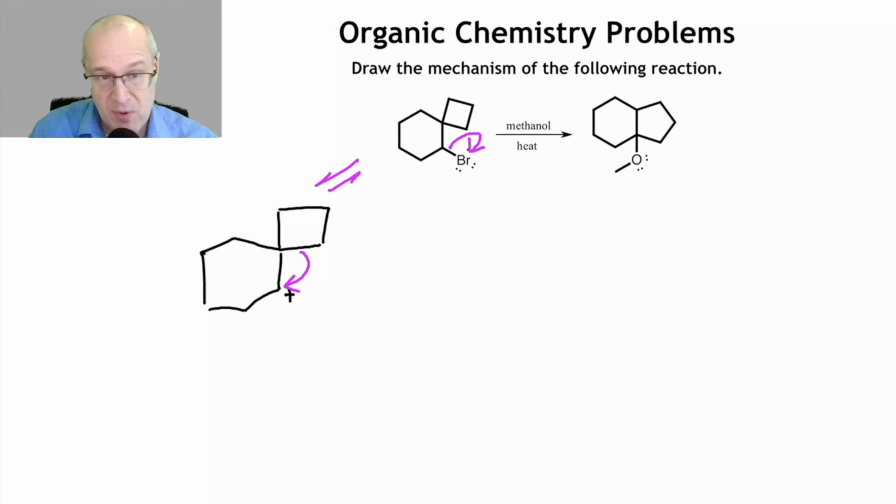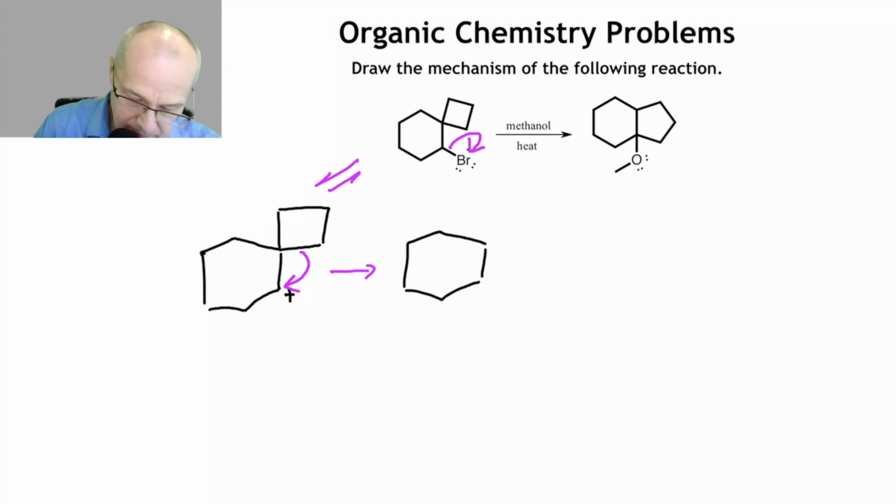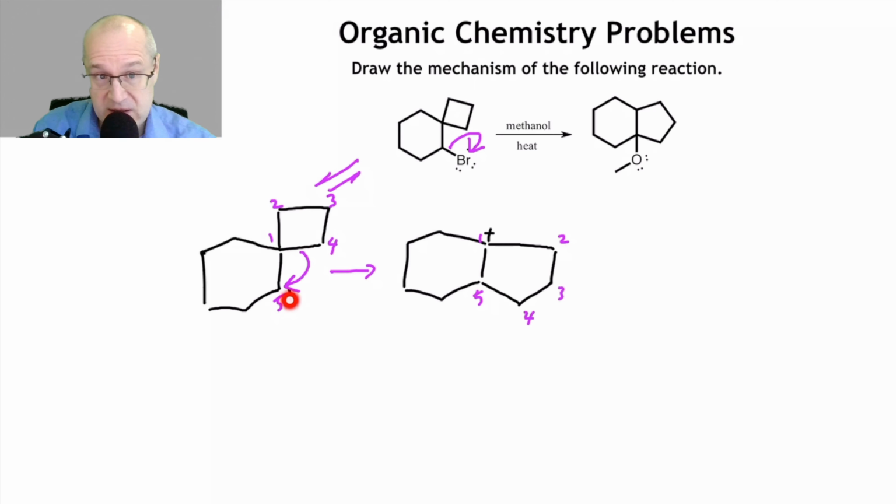Also, we're throwing out some ring strain. We're getting rid of some 4-member ring strain. That's a good thing. So we're going to get now, at the end of all this, a rearranged carbocation. That's going to put the plus charge here. If you don't see it, let me number the carbons for you. Let's call this carbon 1, 2, 3, 4, and 5, where carbon 4 now bonds to 5. So if you can't see it, that's how it works.